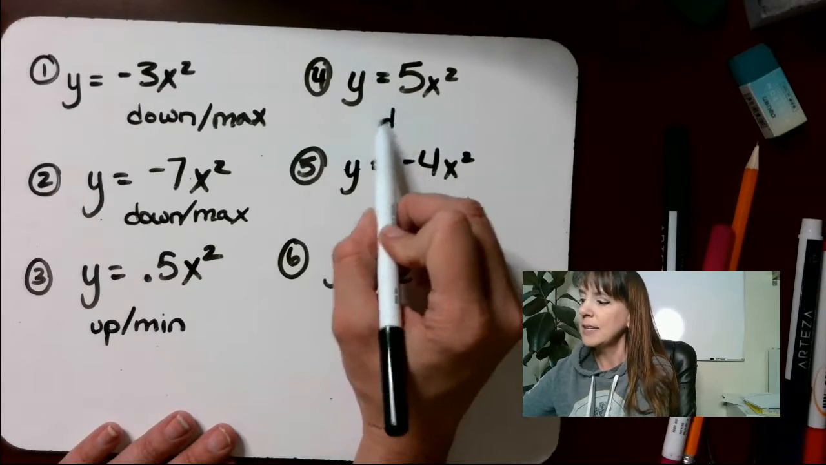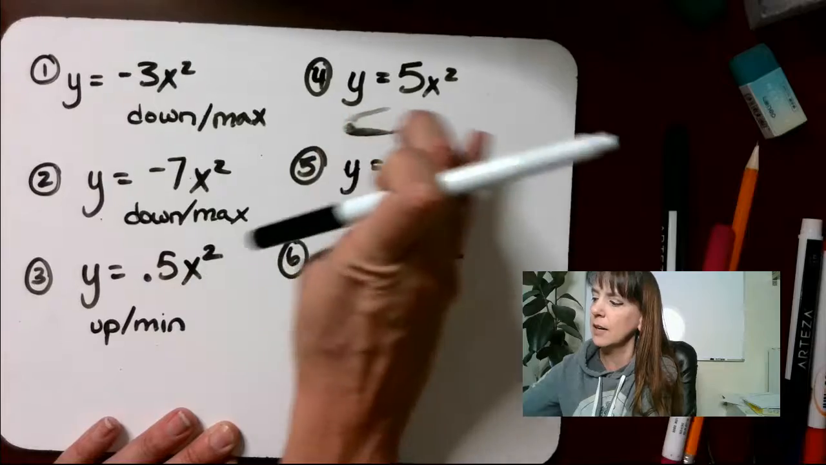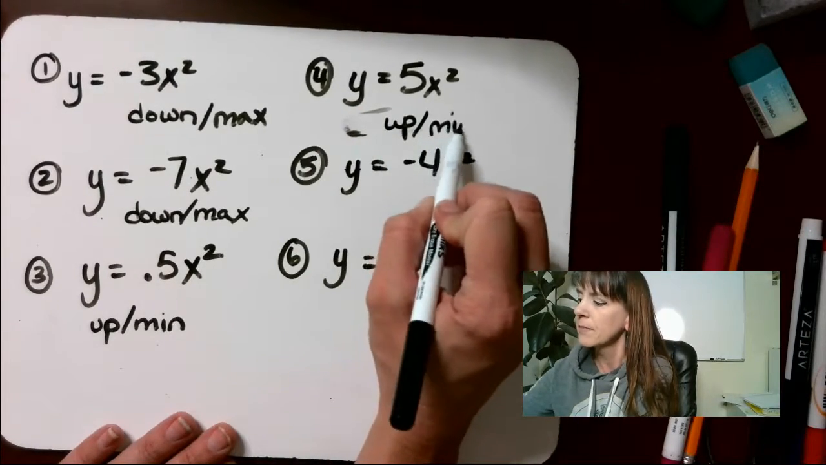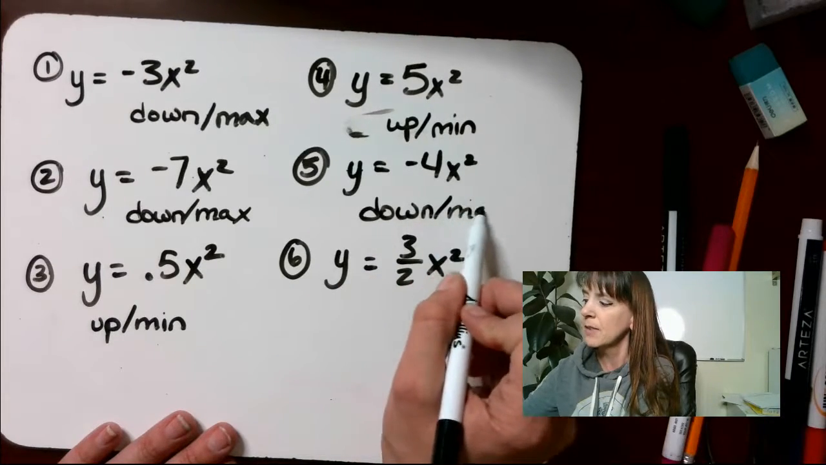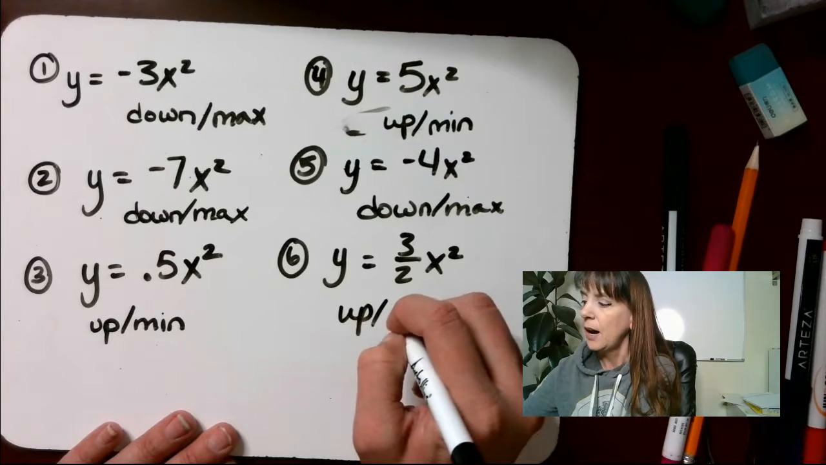This is going to open down. Oh, I'm sorry, up. I was looking at the one below it. This is going to open up, and this is going to have a minimum. This one is going to open down, and it's going to have a maximum. And this one is going to open up, and it's going to have a minimum.